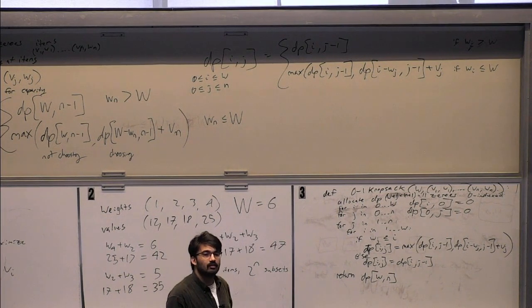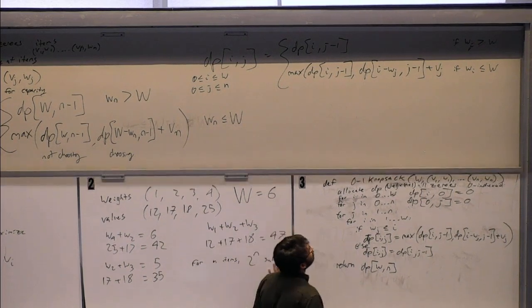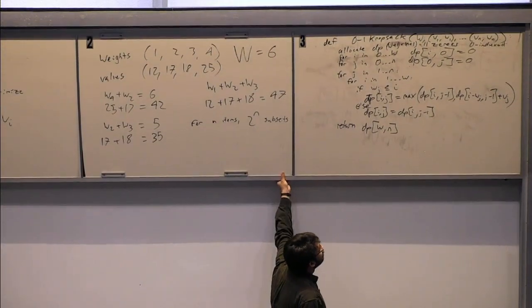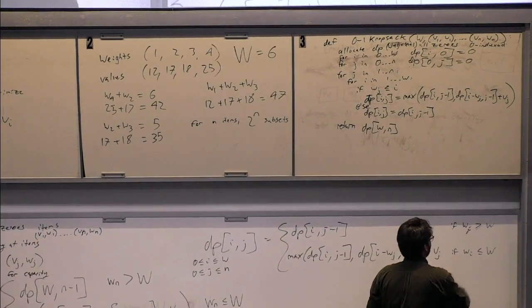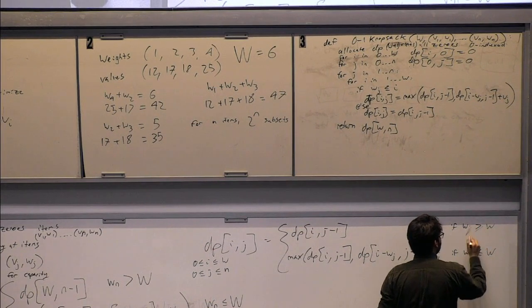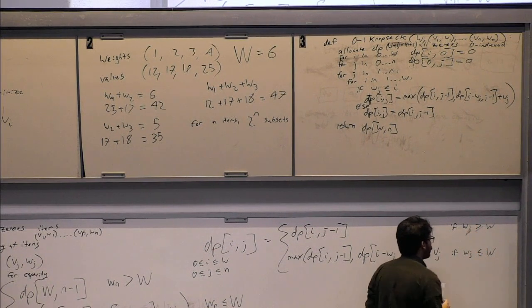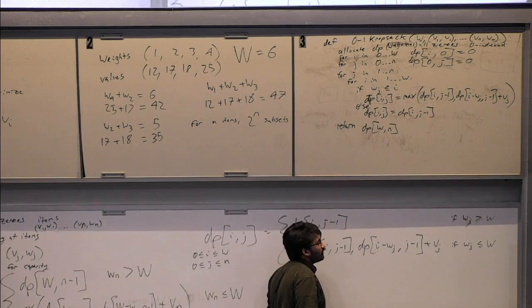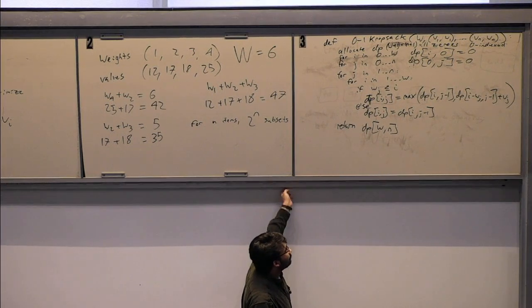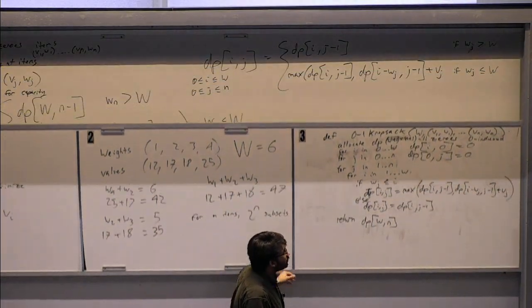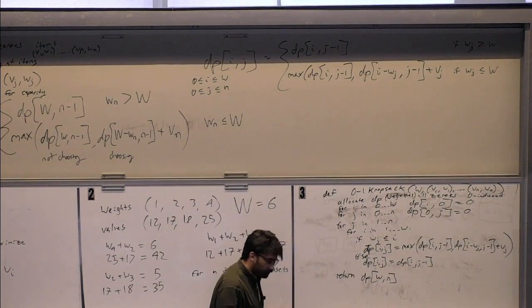Yes? Yeah, thank you. WJ is the jth item. We're considering the jth item. And W and I is supposed to be the current capacity. Okay, so this is a simple implementation of Knapsack.